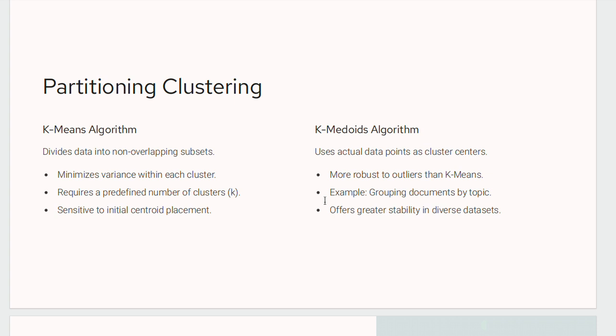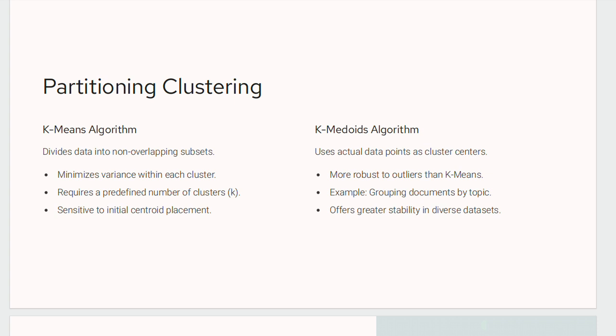partitioning clustering, which means the k-means algorithm. It divides the data into non-overlapping groups. In this clustering, you choose the number of clusters k before starting. Each data point belongs to only one cluster. For example, you divide customers into 3 clusters: low spenders, medium spenders, and high spenders.